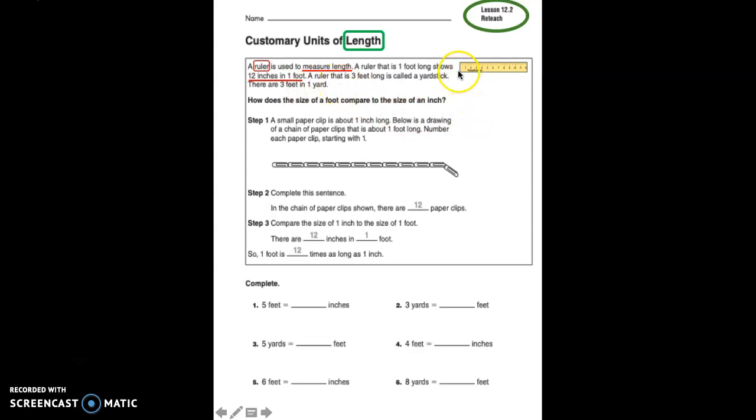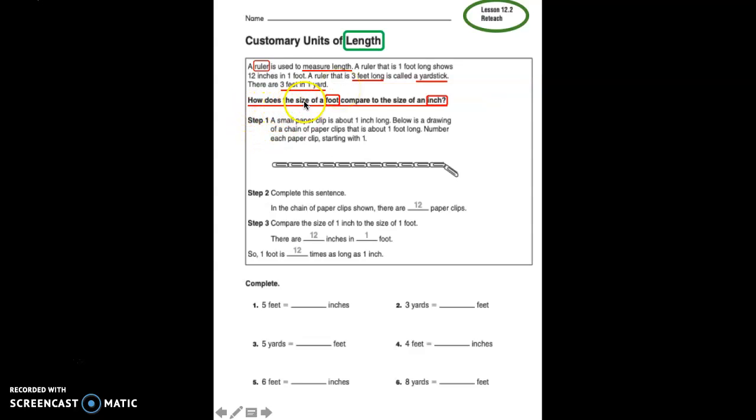And as you can see here, I have my 12-inch ruler, 12 inches in 1 foot. And I have a yardstick, which is 3 feet long. There are 3 feet in 1 yard.